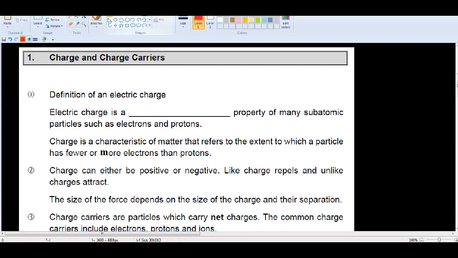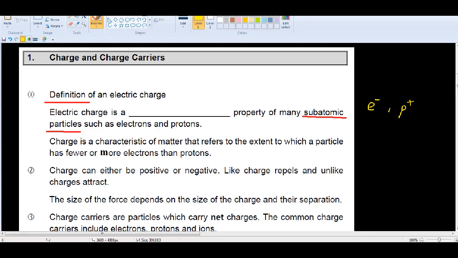Right, so let's define the electric charge. Electric charge is a property of many subatomic particles. The most famous subatomic particles with charges are electrons and protons. We use symbols like this. Proton, we write p plus.